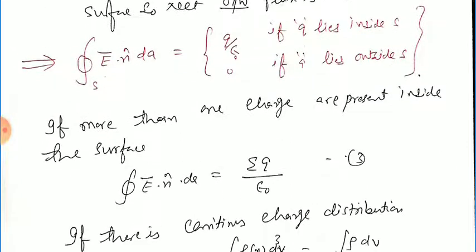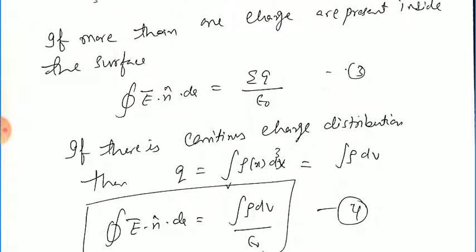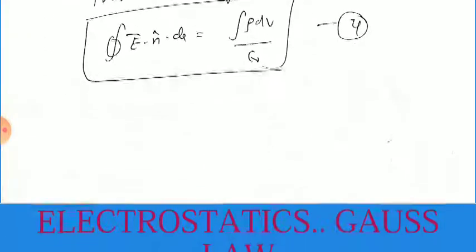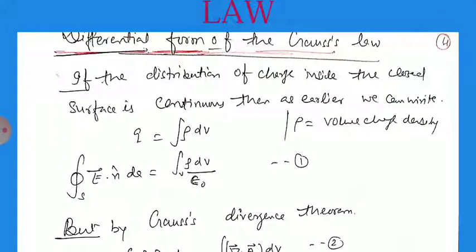and 0 if the q lies outside S. If more than one charge is present inside the surface, then we write the net charge equal to sigma of q by epsilon naught. So this is equal to the flux. If there is a continuous charge distribution, we can write q equal to the integration rho dV. So this formula is converted into the net outward flux, integration of E vector dot n cap dA equal to integration of rho dV by epsilon naught. This is the integral form of it.